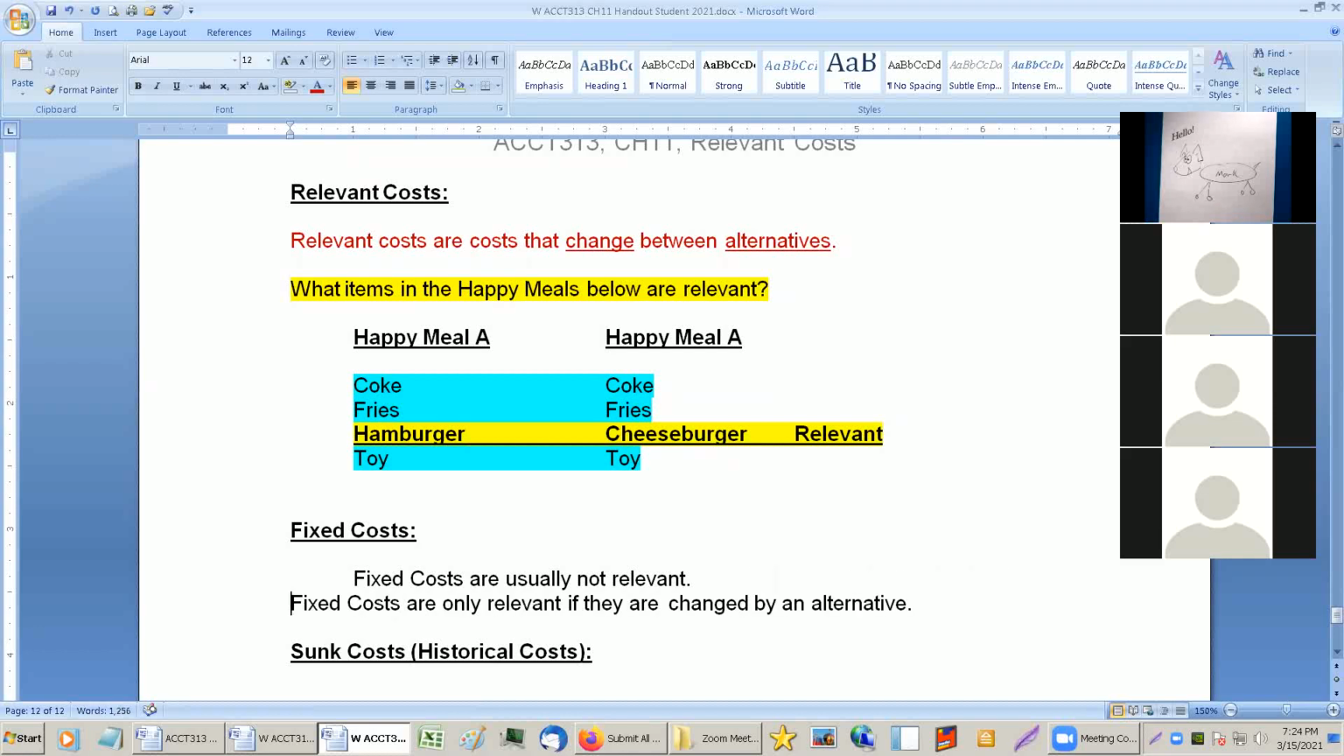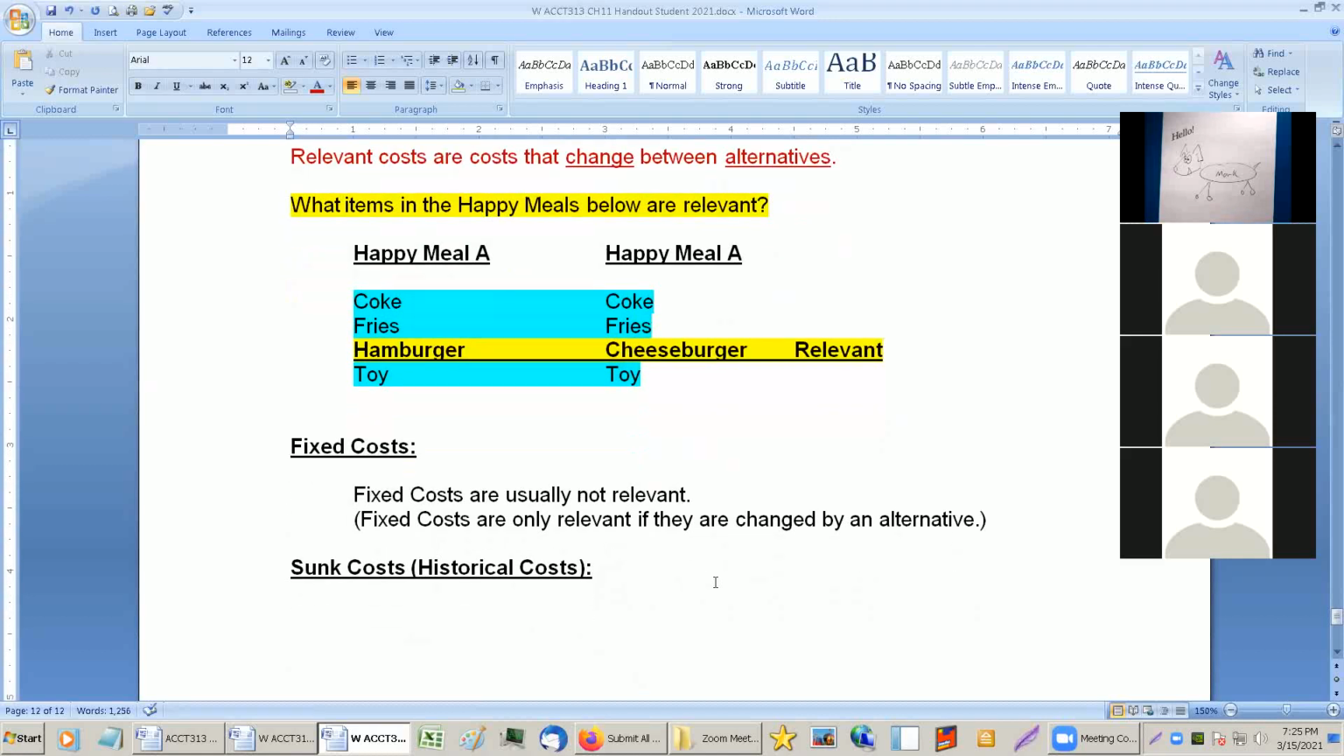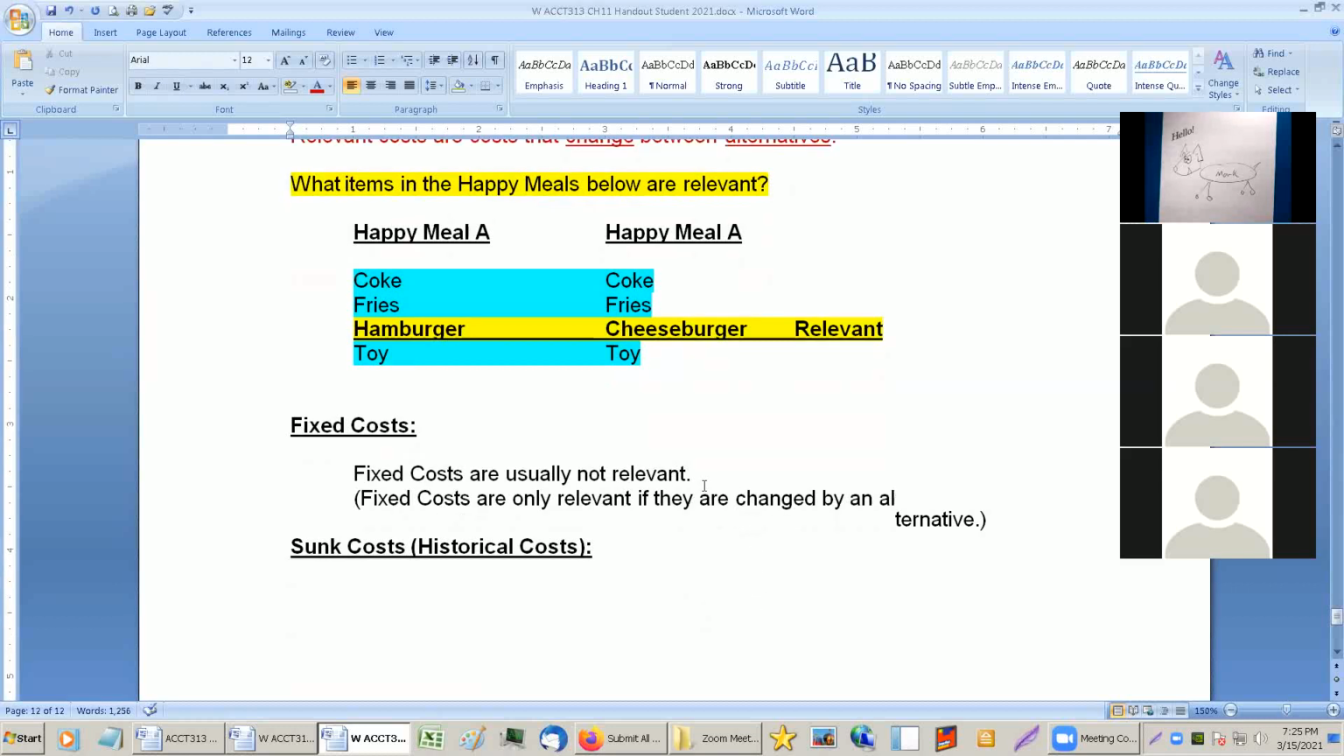But generally speaking, unless they tell you otherwise, fixed costs are not relevant. Now, it's possible you go from one alternative to another and they say the fixed costs will go up because of some reason. If that's the case, then the change in them is relevant. But generally speaking, they're not.